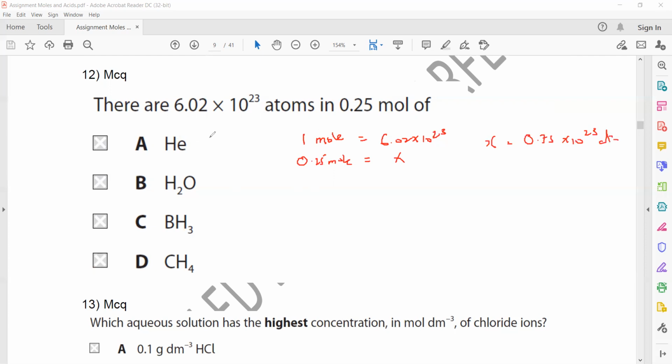So it cannot be A, because 1 mole of any substance contains 6 exponent 23 particles. It can be atoms or molecules, depending on the type of substance. So if we have 0.25 moles, how many atoms will be there? It will have 0.75 into 10 to the power 23 atoms. So it cannot be helium. Then we check the second option.